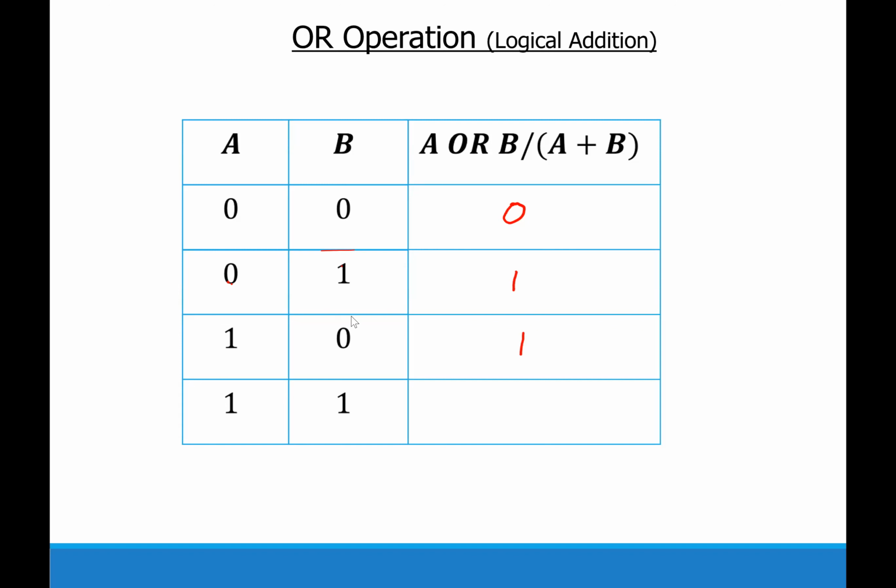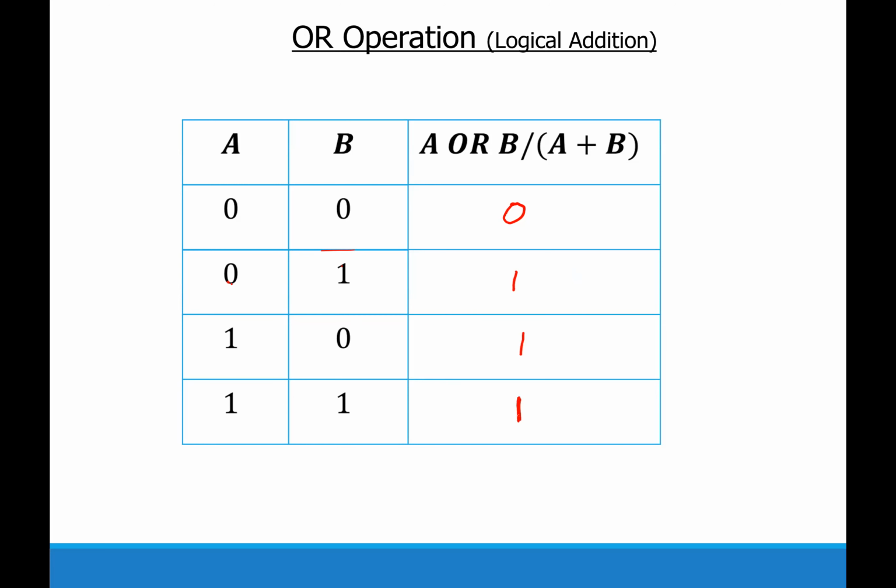Okay, so the next one, 1 and 0. If we have 1 and 0 as inputs, here you can see the output again is equal to 1. Then finally, we have two inputs, 1 and 1. Remember that the output is not equal to 2. We are working with only 1 and 0. So in this case also, the output is equal to 1.